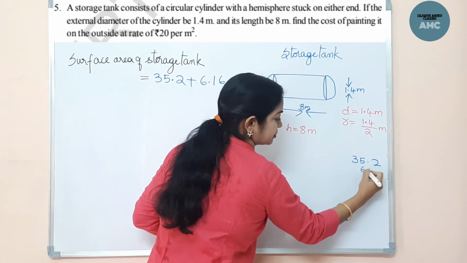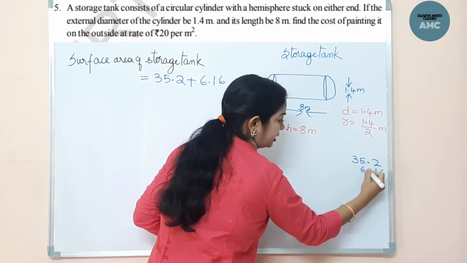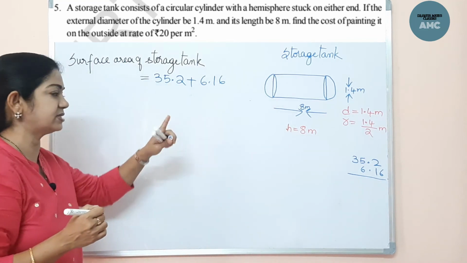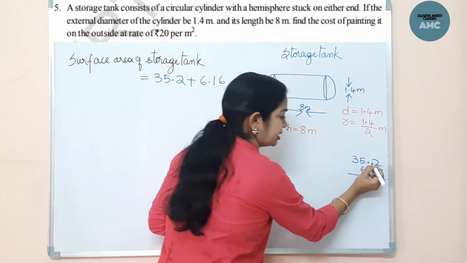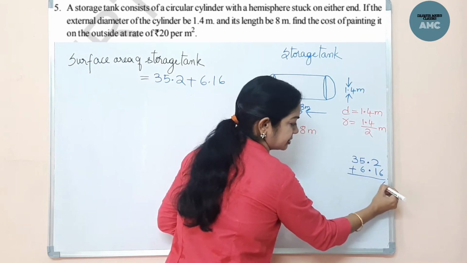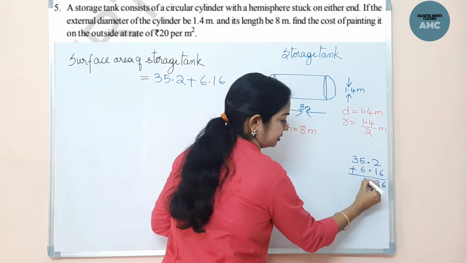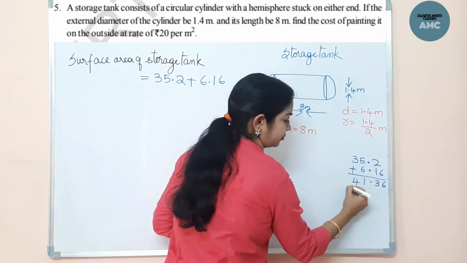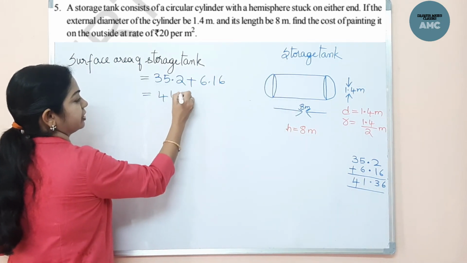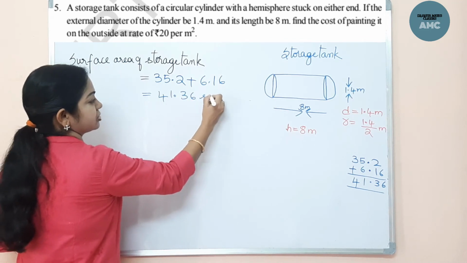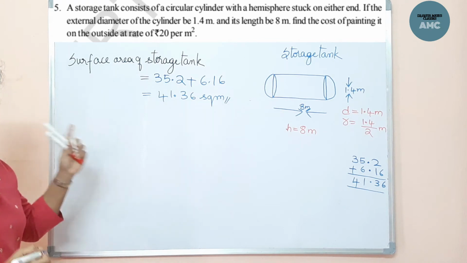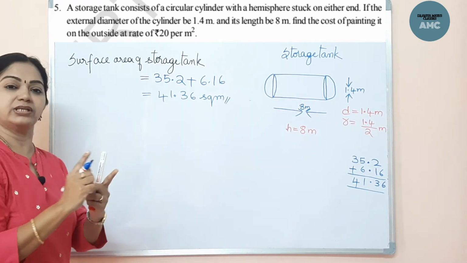35.2, 6.16. Do not forget to add or subtract the decimal points, decimal point below the decimal point. Like that we have to add. 6 here, 3 here, 11, so 4. So 41 point, the total surface area is 41.36 square meters. This is the total surface area of the storage tank.